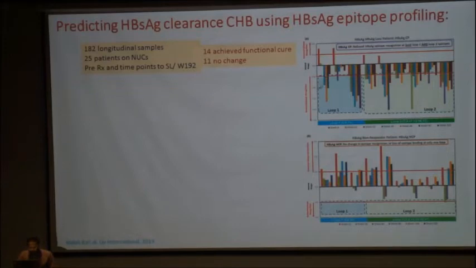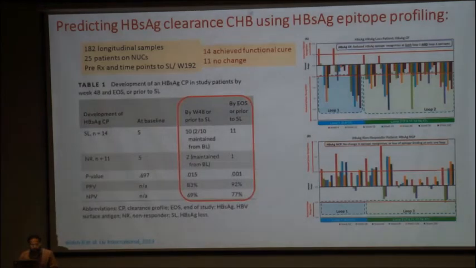The profile is, the lower the binding value, that means the epitopes are occupied, and it is represented as the folds of change compared to the standard HBsAg epitope profiling. So in the patients who have achieved functional cure, the epitope binding will be lower compared to those who do not achieve the functional cure.